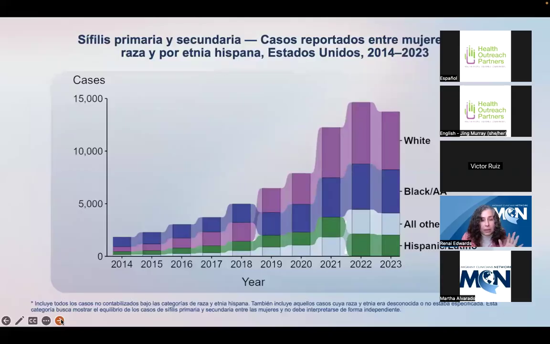Okay, so from 2014 to 2023, the largest percentage of primary and secondary syphilis cases among women were reported among non-Hispanic white women, which is the largest population in our country at this time. But you note here that the reported cases of primary and secondary syphilis among Hispanic and Latina women, again, the green bar, is the lowest among all populations through 2022. So as mentioned, keep this in mind when we look at the slide for congenital syphilis. Next slide.